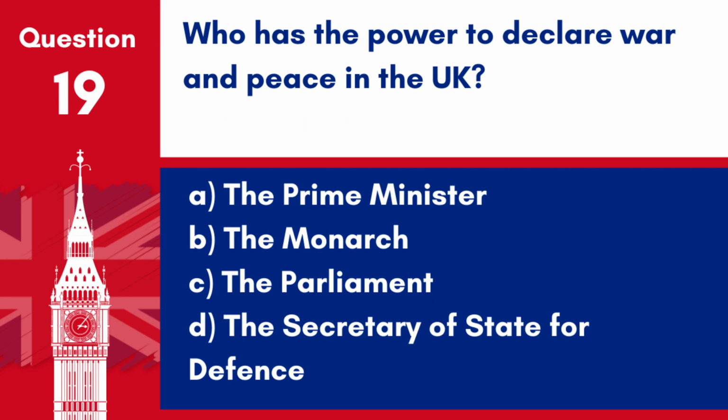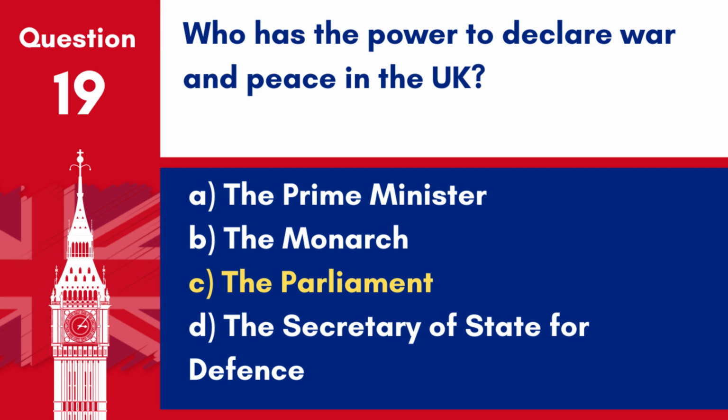Question 19. Who has the power to declare war and peace in the UK? A. The Prime Minister. B. The Monarch. C. The Parliament. D. The Secretary of State for Defence.